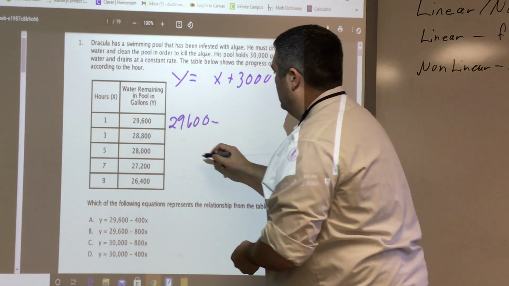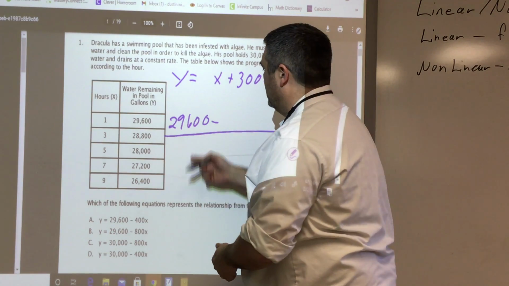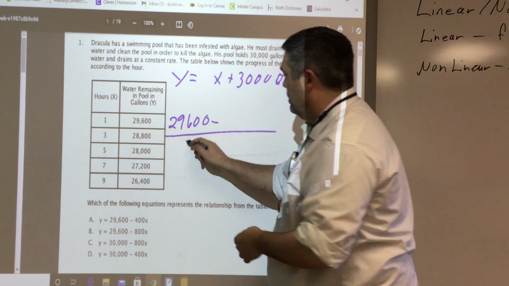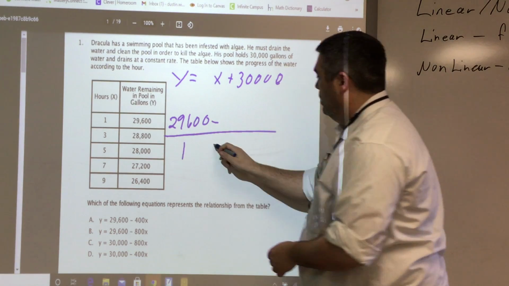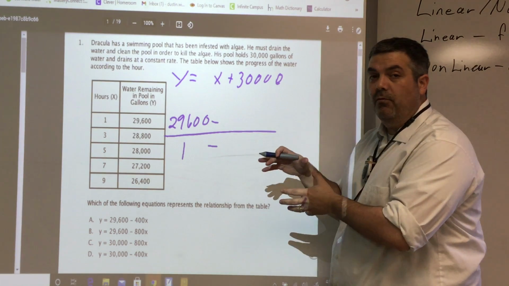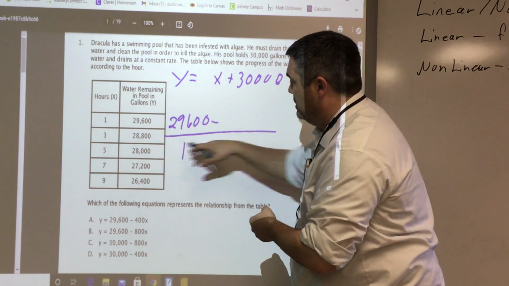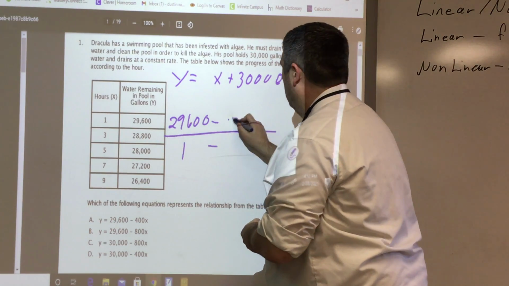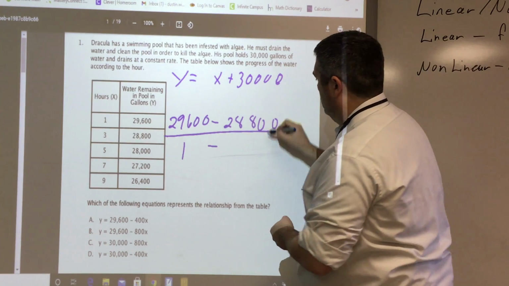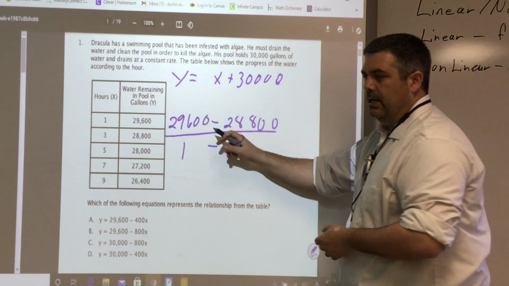29,600 minus, and when I do this, I normally set it up like this: 29,600, and the x that goes with that y goes immediately underneath it, 1. Minus, because that's a part of the formula. All I'm using is the slope formula right here. I took 2 ordered pairs, got the change in the y's over the change in the x's. 29,600, 28,800, and 3.